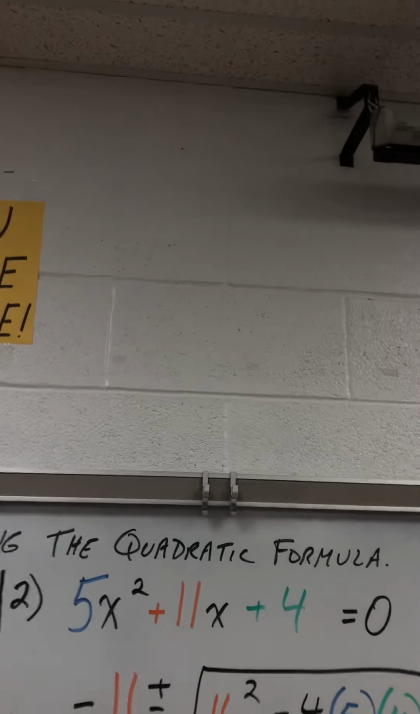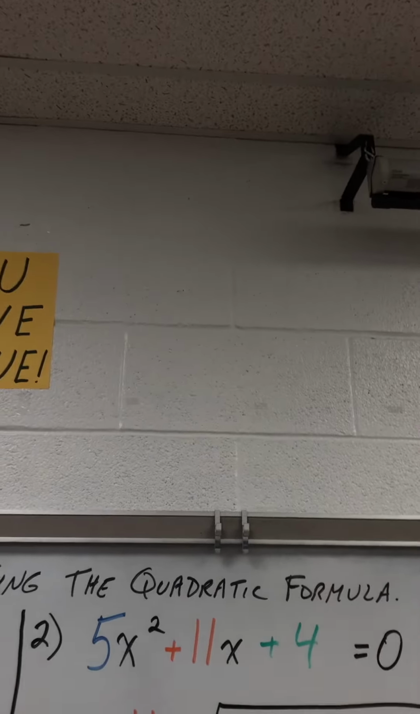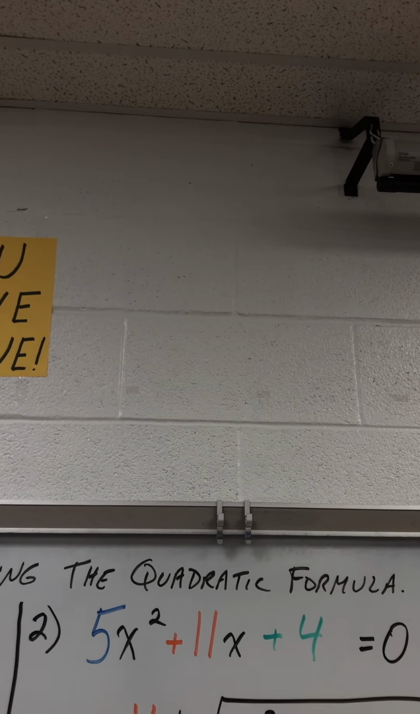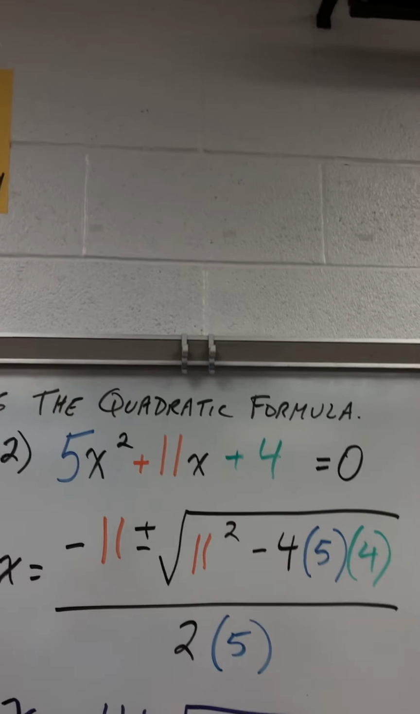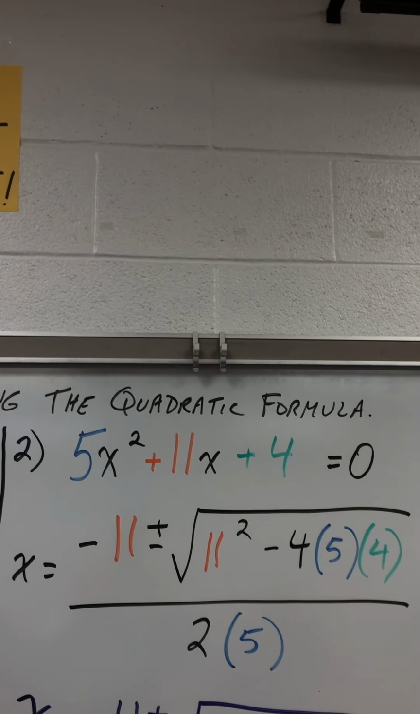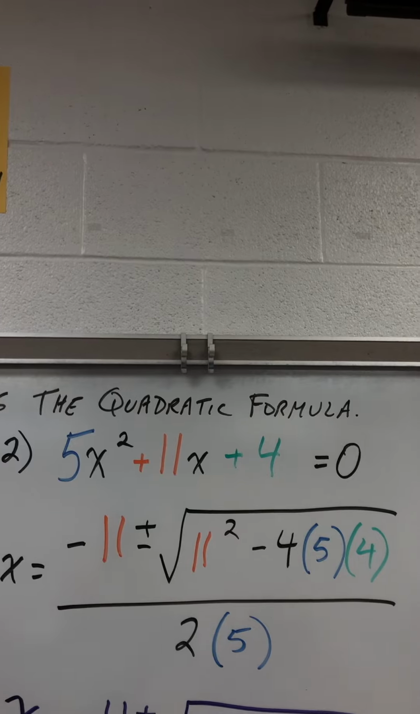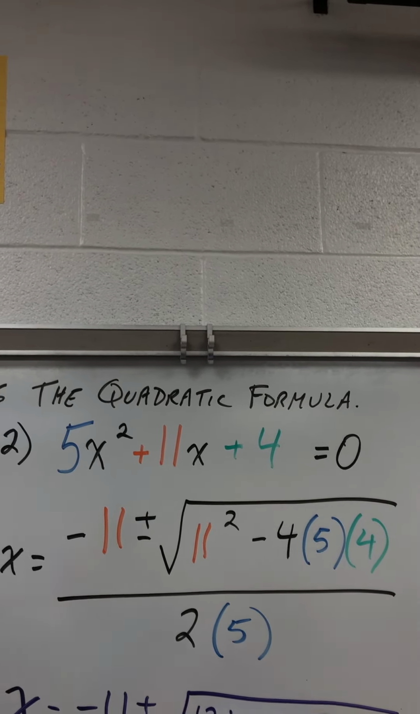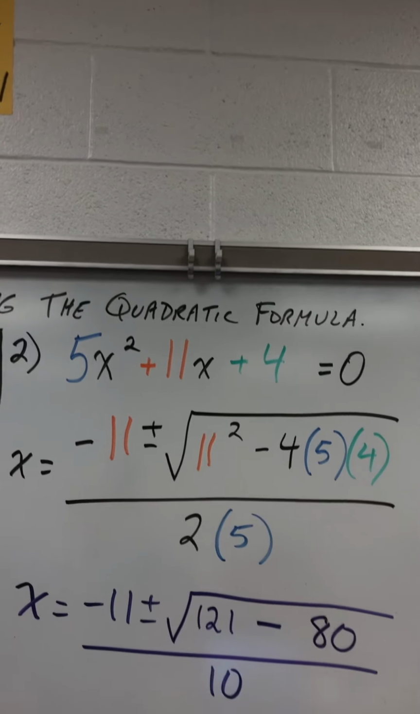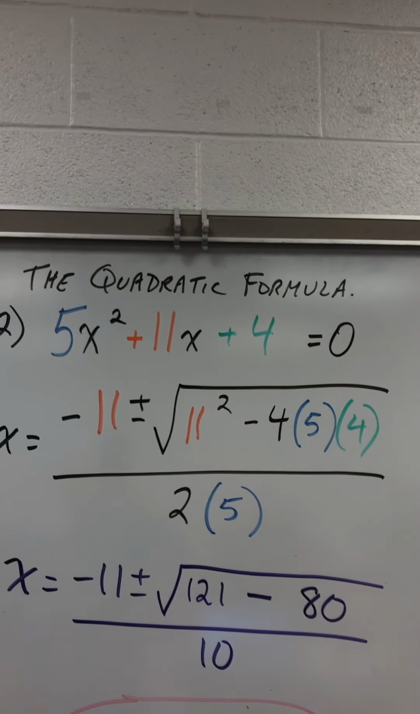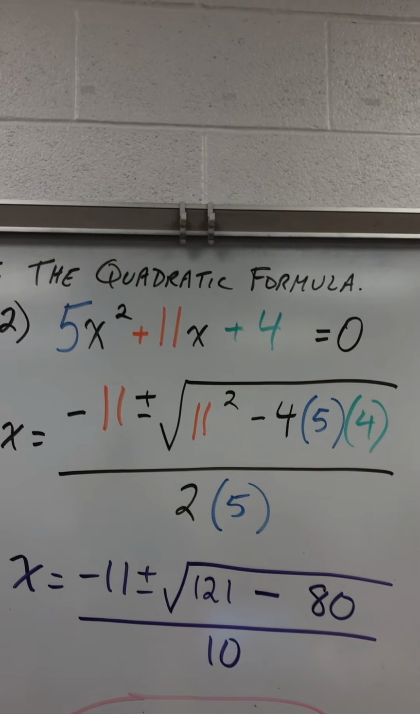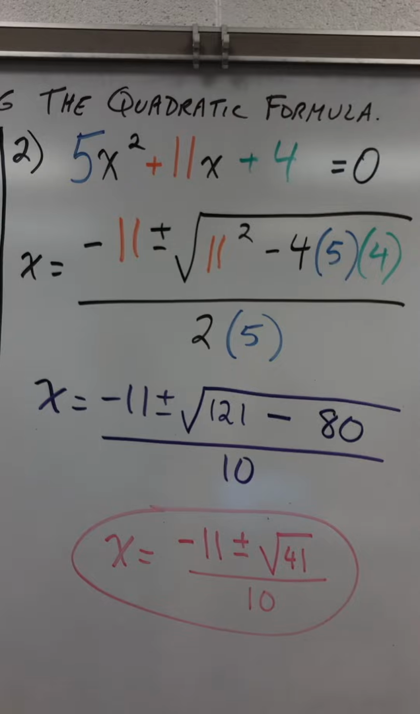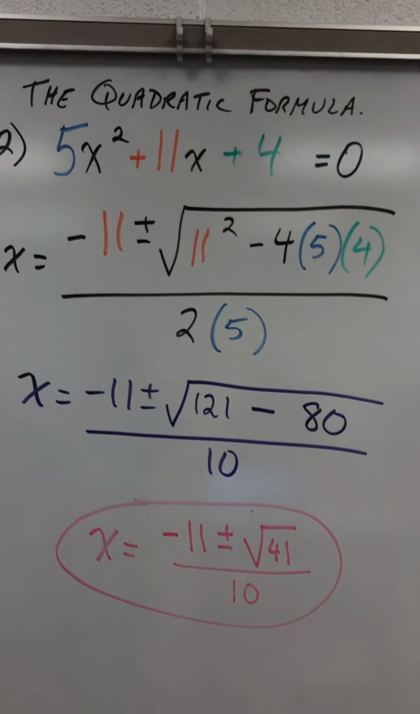Again, instead of A, you'll put in 5. Instead of B, you'll put in 11. Instead of C, you'll put in 4. Negative 11 plus or minus the square root of 11 squared minus 4 times 5 times 4 all over 2 times 5. 4 times 5 times 4 is 80. 121 minus 80 is 41. And this is how you leave your answer.